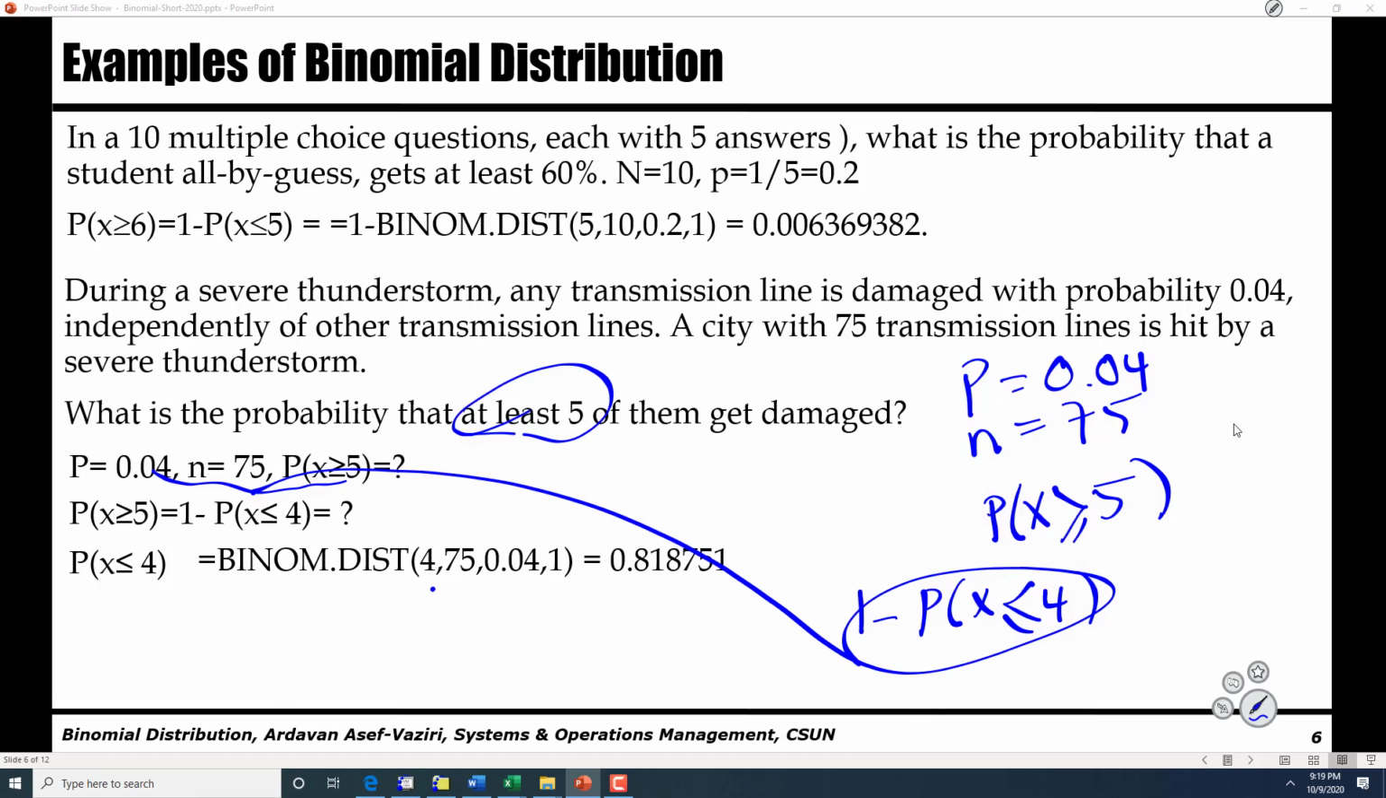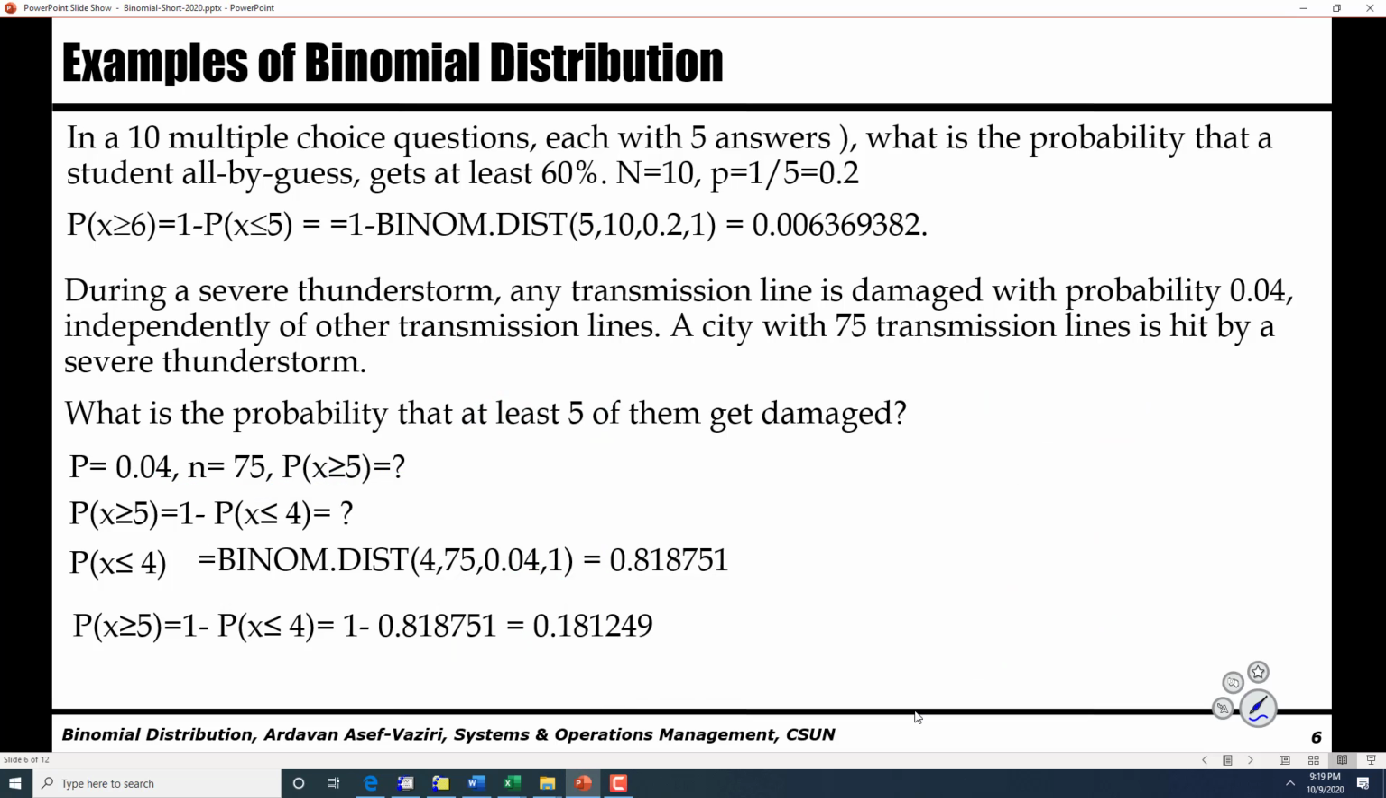This is x. This is n. This is p. And 1 is for less than or equal. 0 is for equal. And x will give us that. I need to subtract it from 1, and that's it. This is the problem.